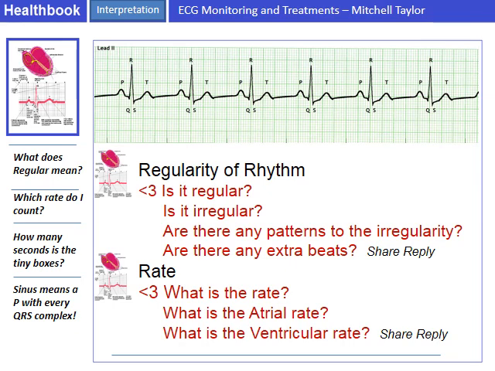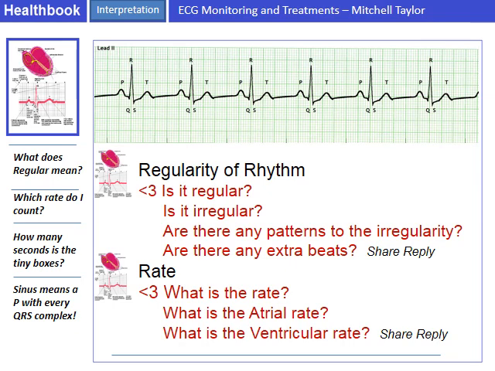If you do see something that's irregular, is there any pattern to that? So like it goes along being regular for 2 beats, and then every 3rd beat it comes early where it's irregular. Then we would say there's a pattern to that, every 3rd beat. Or are there any extra beats? Is there anything showing up that's not the P, QRS, or T wave? And so in this case, this rhythm is regular.